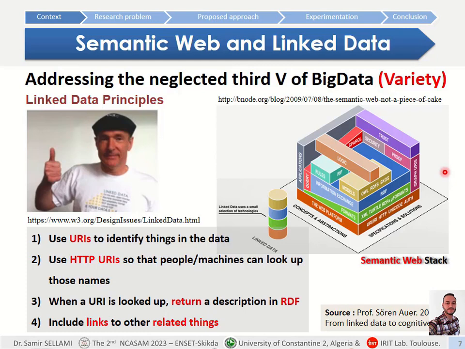Sir Tim Berners-Lee, the father of the web, and the semantic web community did a great job. They proposed the semantic web stack you see here on the right and a set of 4 principles for publishing data on the web. The first principle is to use URIs to identify things inside the data. The second principle is to use HTTP URIs so that people or machines can look up those names. Then when a URI is looked up, to return a machine-understandable description in RDF format. And finally, to include links to other related things.